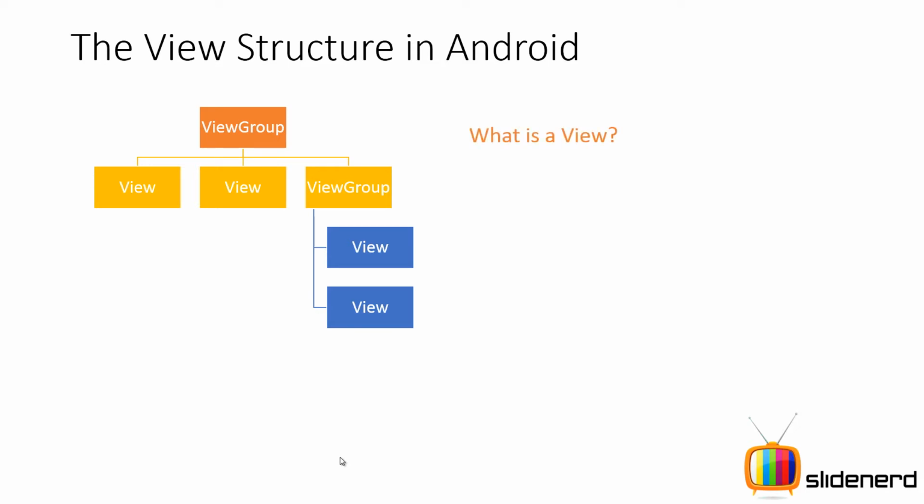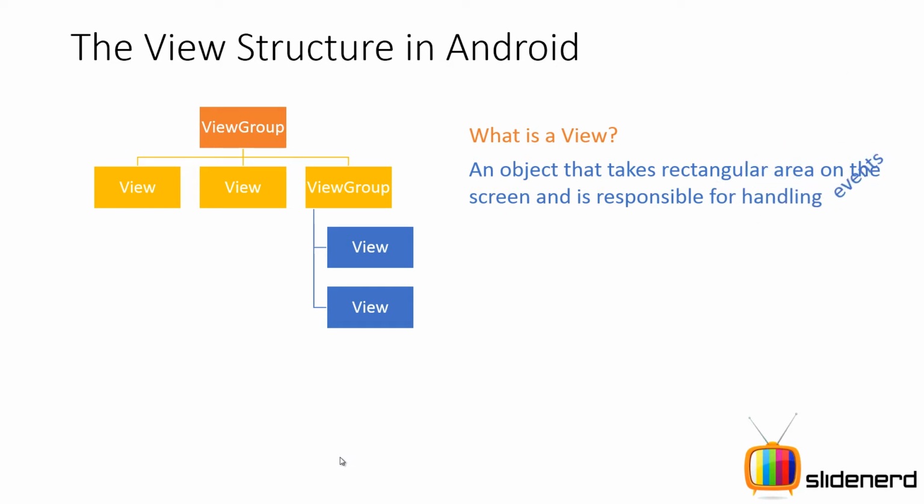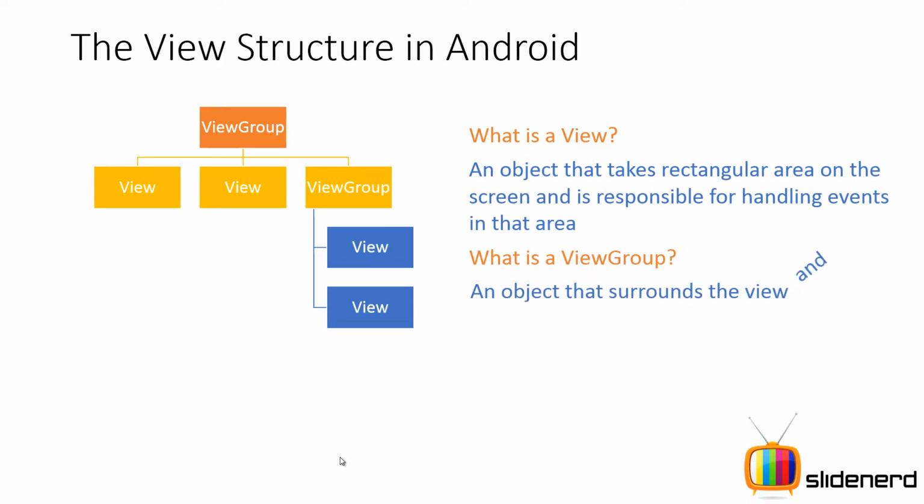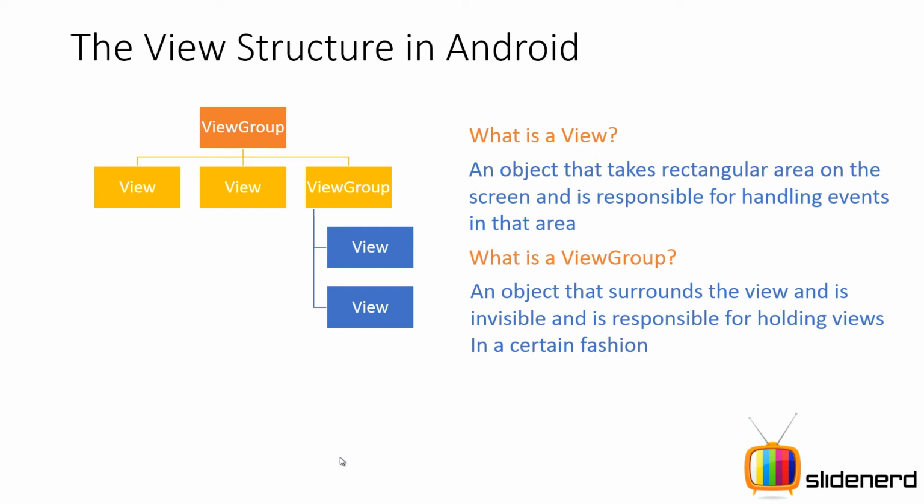So here's the question, what is a view? A view is nothing but an object that takes some rectangular area on the screen and that responds to events. Like for example, if you take a button, a button is a view, right? Because it takes some rectangular area on the screen and when you click on the button, it responds in some way. Now if you talk about what is a view group, well, a view group is also a rectangular object. But remember, there is a very important difference. A view group is invisible, that is one. And two, a view group is responsible for arranging the views inside it.